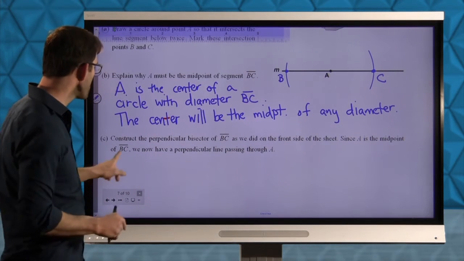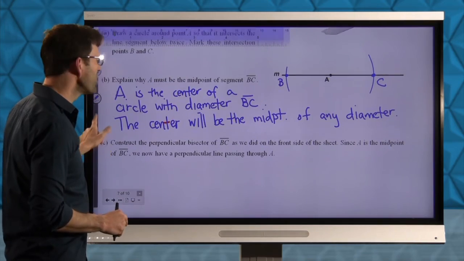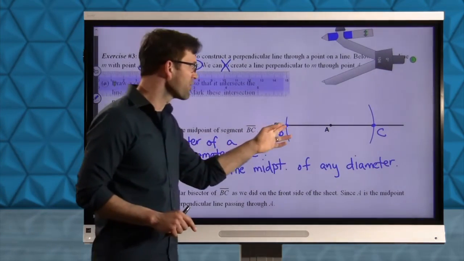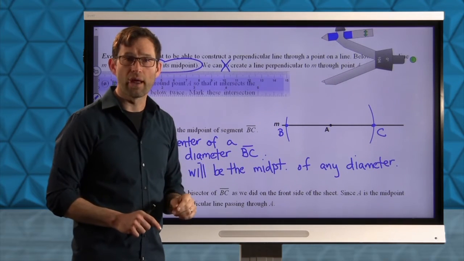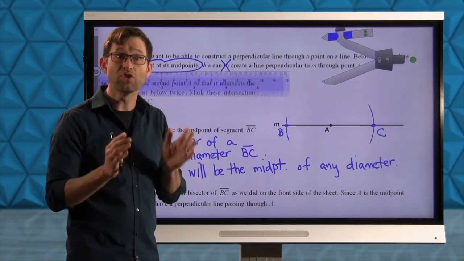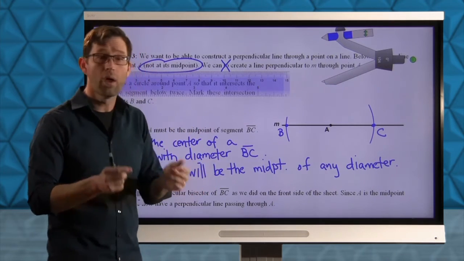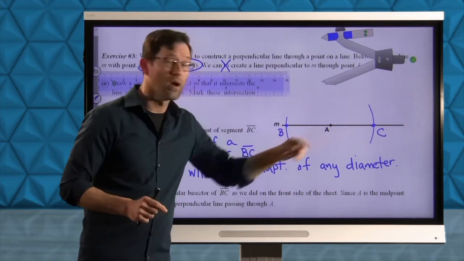We'll go back up to the picture, but construct the perpendicular bisector of BC. In other words, I've got this segment I've created, segment BC, and I want to now create the perpendicular bisector of that segment. That's the construction we just did two times in a row. So take a minute and do the perpendicular bisector of BC.